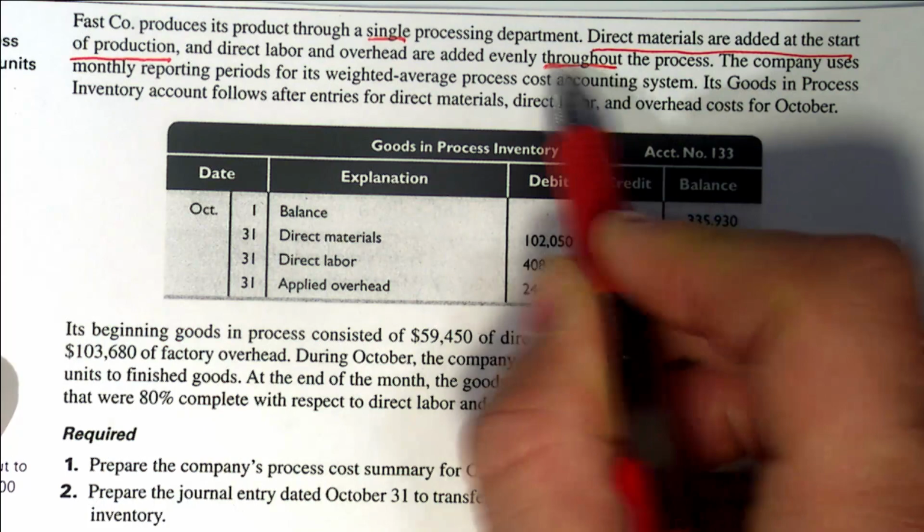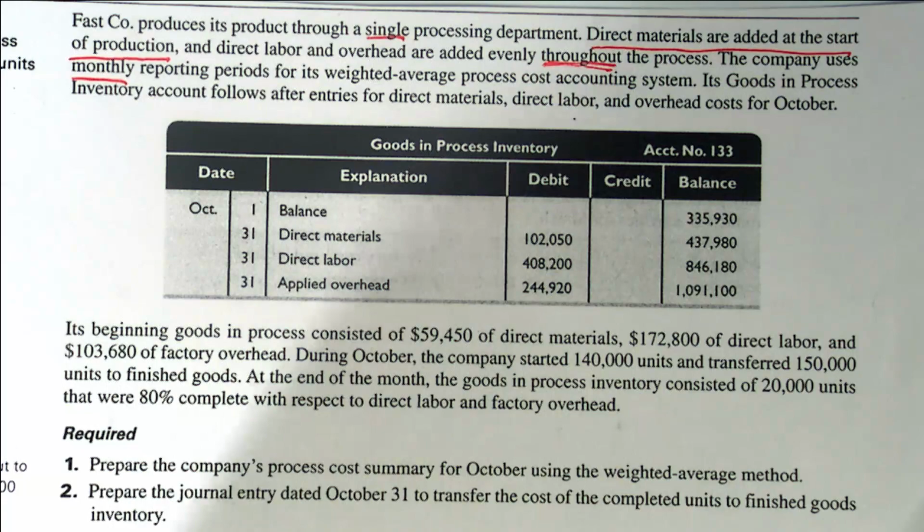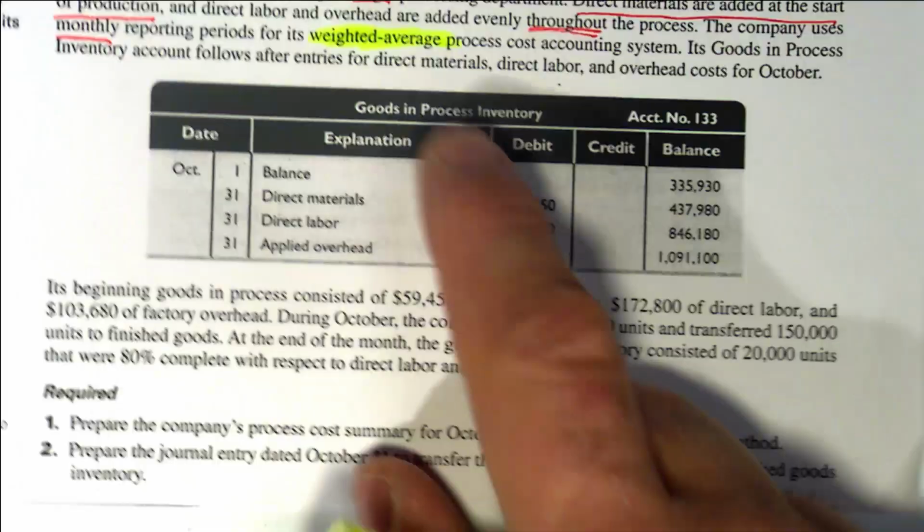The company uses monthly reporting periods for its weighted average process cost accounting system. Okay, this is the weighted average system that I'm going to teach you. Now there's also the FIFO method, but I'm not going to teach you the FIFO method. The FIFO method is covered in your appendix, but we're only learning the weighted average method, okay?